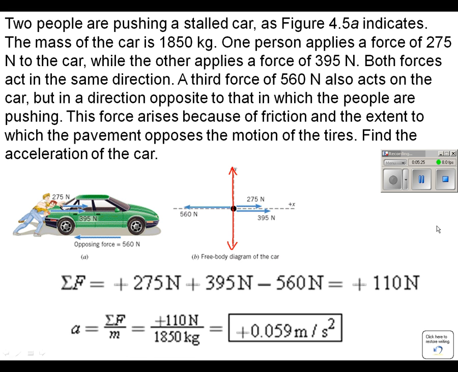And if we use that equation, F equals ma, or rearranged as a equals the summation of the forces all over m, we have 110 newtons all over 1850 kilograms. That gives us an acceleration of 0.059 meters per second squared. This equation should now be in your equation sheet. You should put this in your equation sheet. F equals ma should be listed under chapter 4 in your equations.